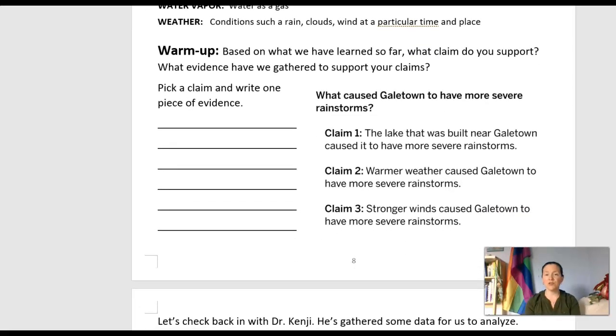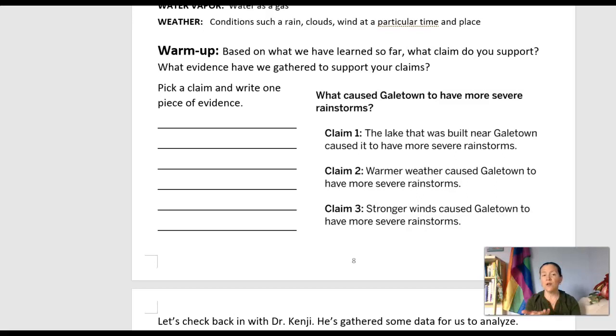Based on what we've learned so far, which claim would you support? What evidence have we gathered to support these claims? Okay, let's look at the claims. What caused Galetown to have more severe rainstorms? Claim number 1, the lake that was built near Galetown caused it to have more severe rainstorms. Claim number 2, warmer weather caused Galetown to have more severe rainstorms. Claim number 3, stronger winds caused Galetown to have more severe rainstorms.